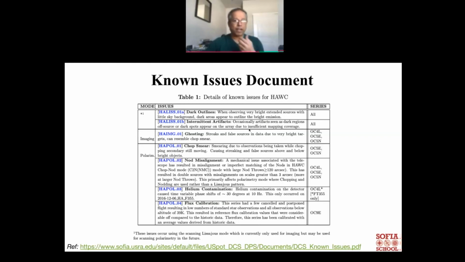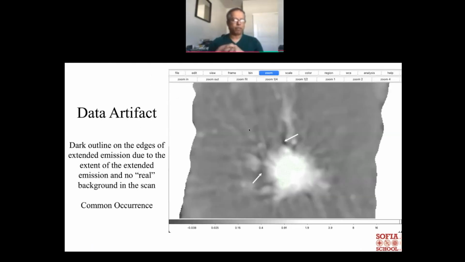So some of the artifacts that are listed in this known issues document are as follows. So one is what we call the dark artifact. This happens mostly when you do on-the-fly scans. If your scans do not contain true background, then when you observe an extended source, you get these dark lines around your extended source, which are basically artifacts because the background is not estimated properly.